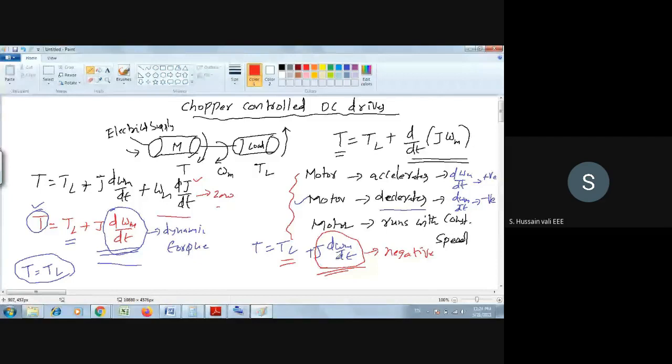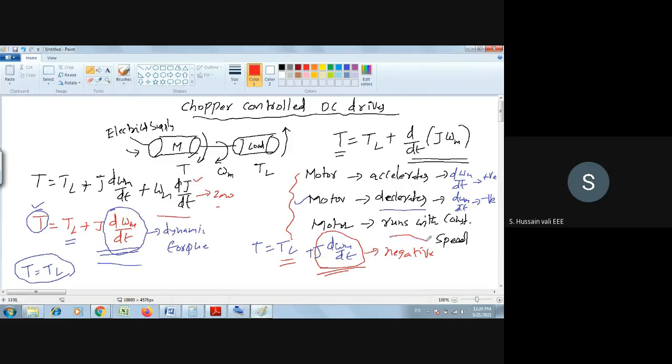Whereas when you take the case of acceleration, this d omega m by dt is positive. So in this case, the motor has to develop more torque, more than the load torque, to meet this dynamic part. Okay.